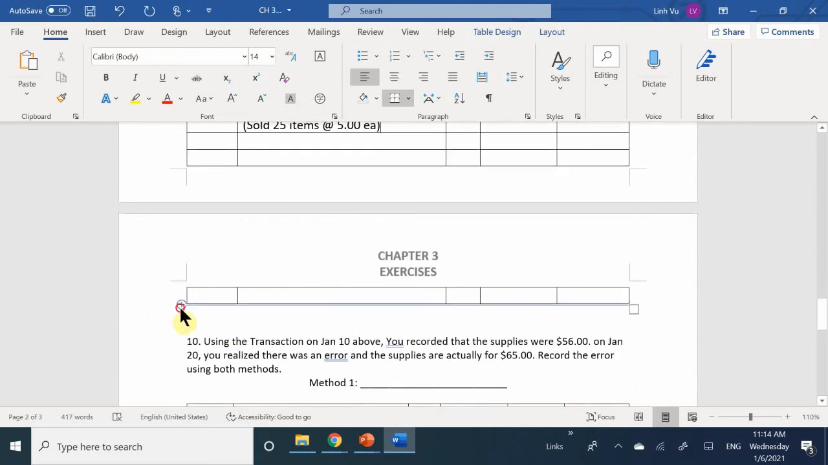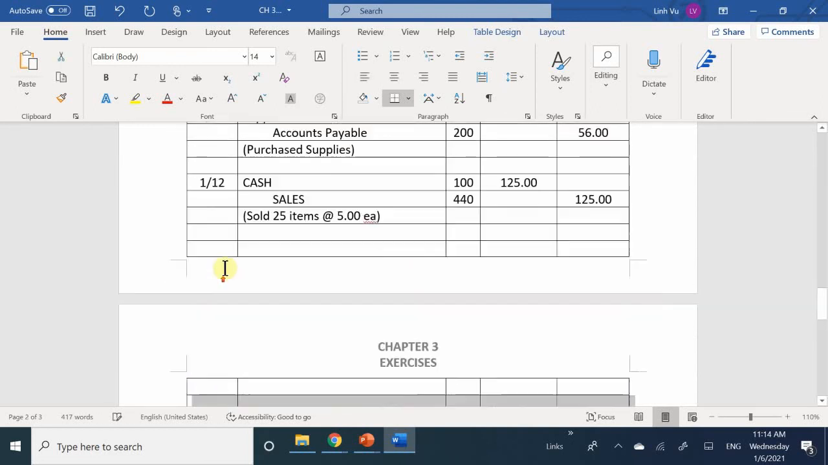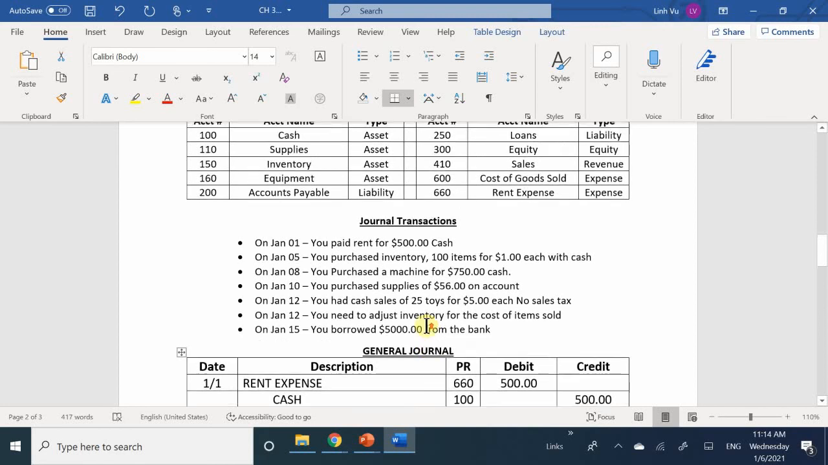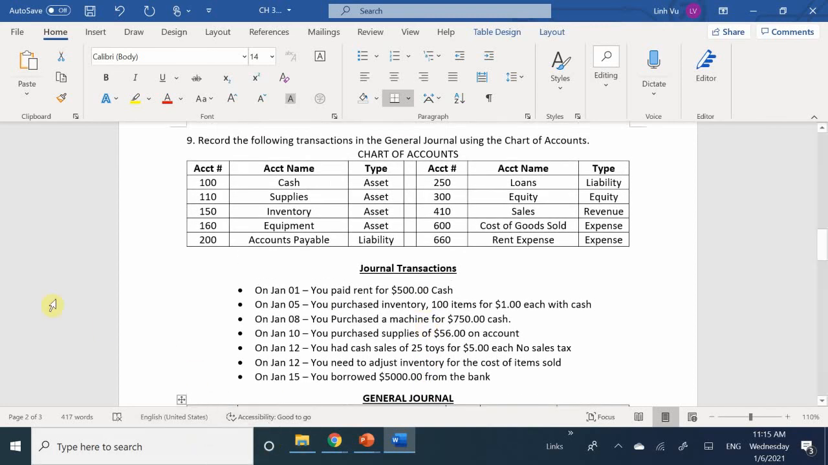Let me go ahead and extend my journal. So the next one is the last one, January 5th. You borrowed $5,000 from the bank. So what does it mean that you borrowed $5,000 from the bank? Loan. It is a loan. Good. Now, how are we going to use the debit and credit system for this one? Debit cash. You're going to debit cash because if you're borrowing $5,000, you're actually getting money out of it. So cash will be debited.